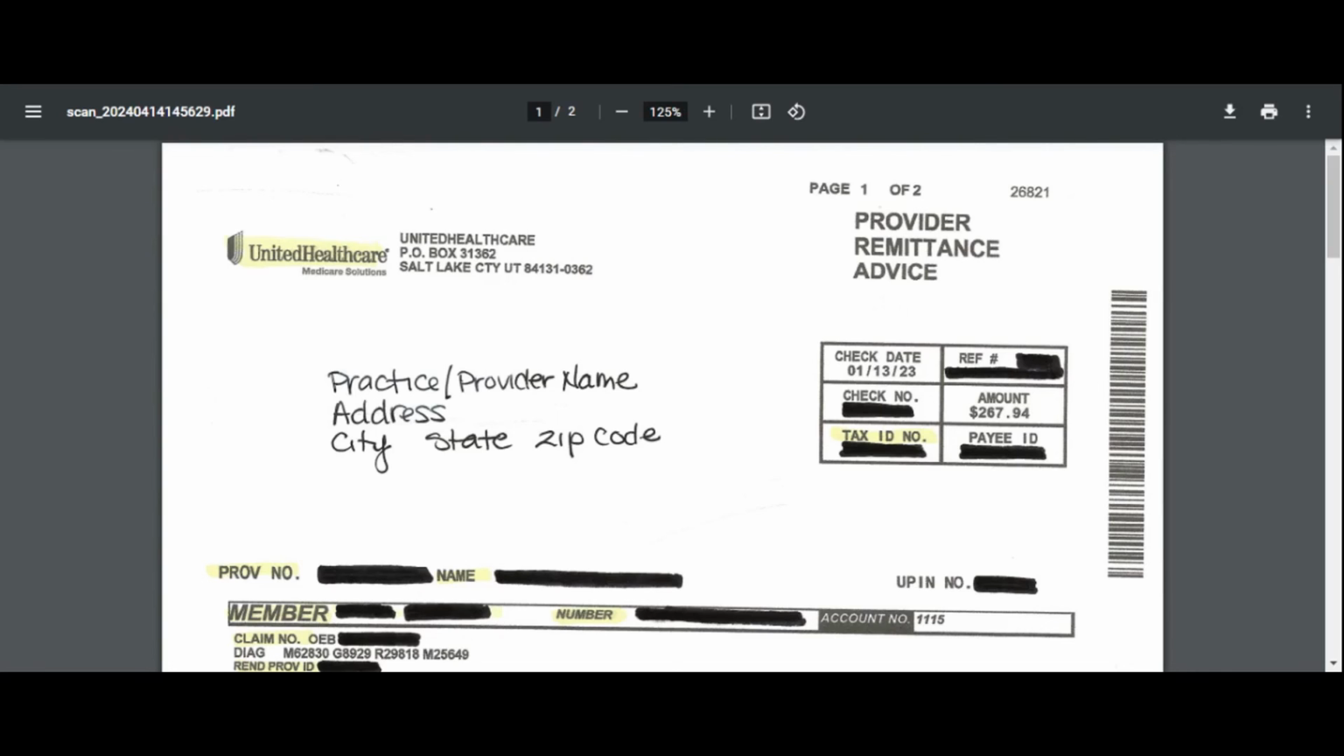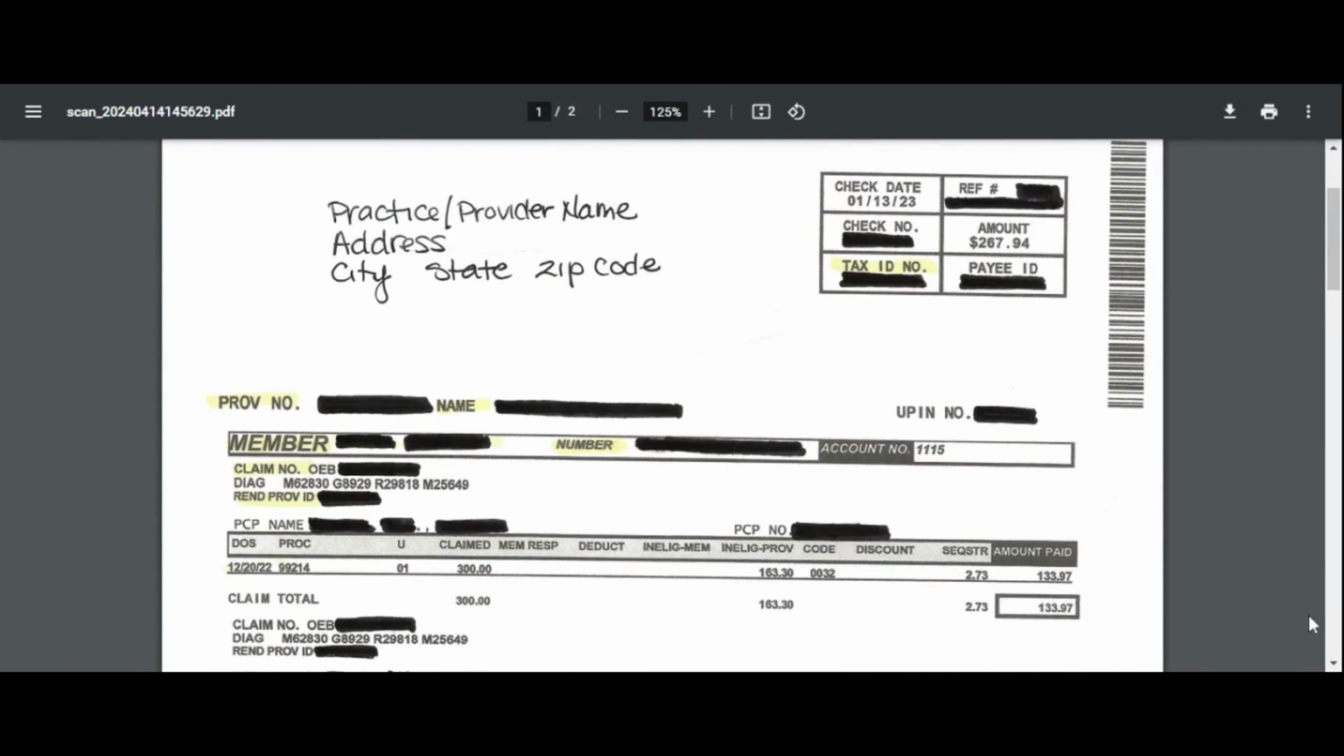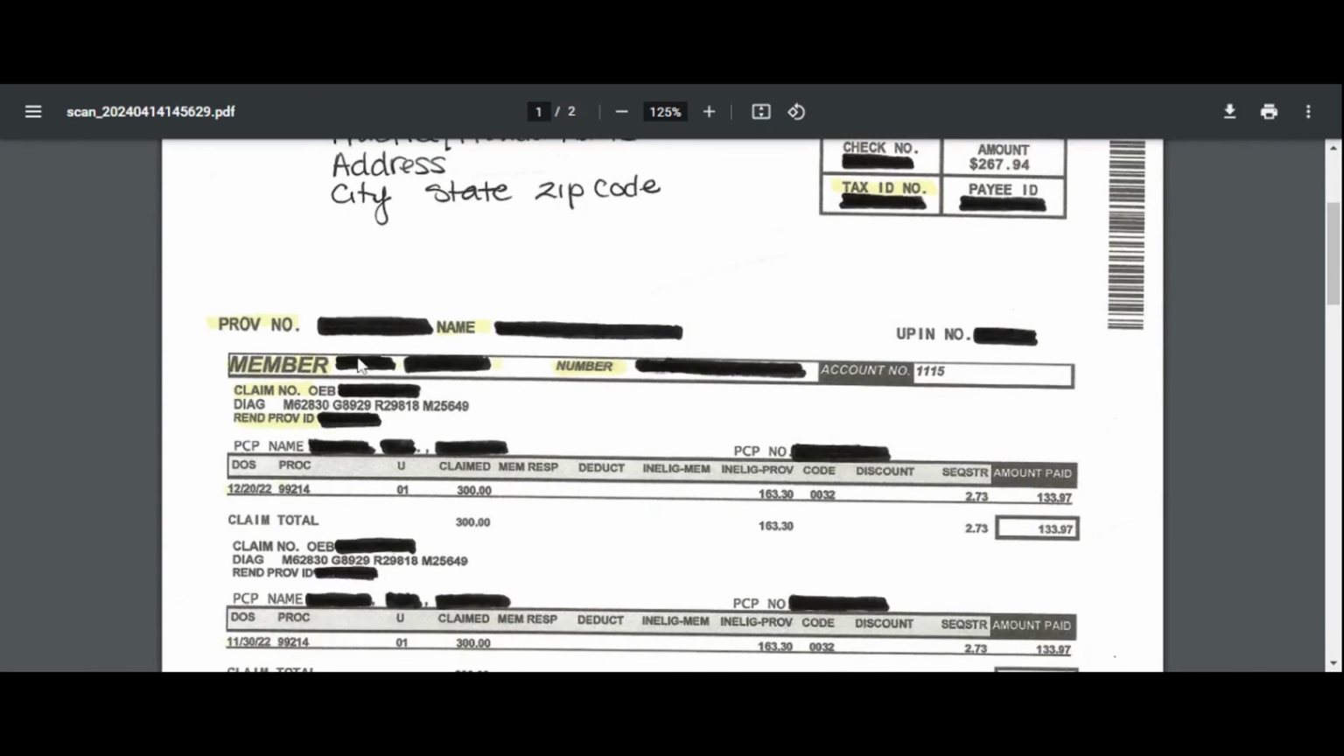And then it will show you again the practice or provider name. Knowing the practice or provider's name, especially if you have several practices or several providers, you know who these claims apply to. If you see a name that's wrong, or practice information that's wrong, you need to address that with the payer. We have the check number, the reference number, the check date, the amount, the tax ID, and the payer ID.